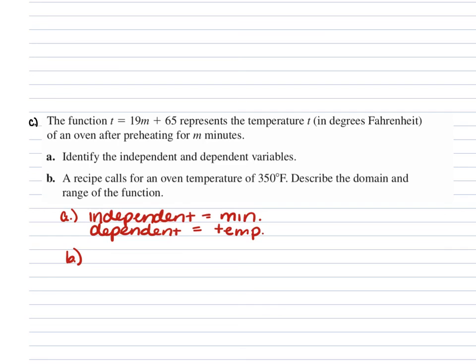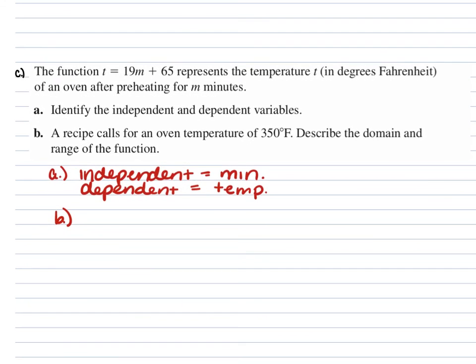For B, it tells us that a recipe calls for an oven temperature of 350 degrees. Describe the domain and range of the function. So your minutes can go from anything between 0 to whatever the time needs to be to get the temperature to 350. So what we need to do for this is plug in the 350 for the temperature: 350 is equal to 19m plus 65.